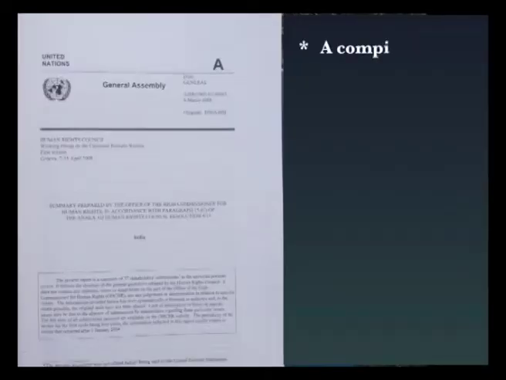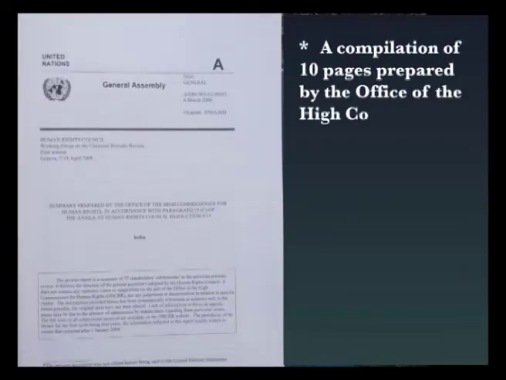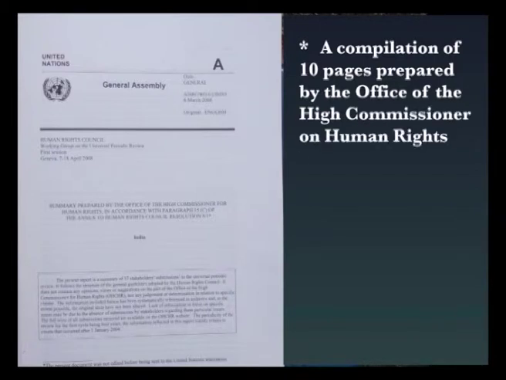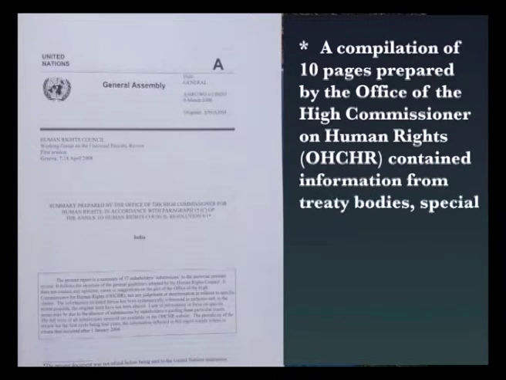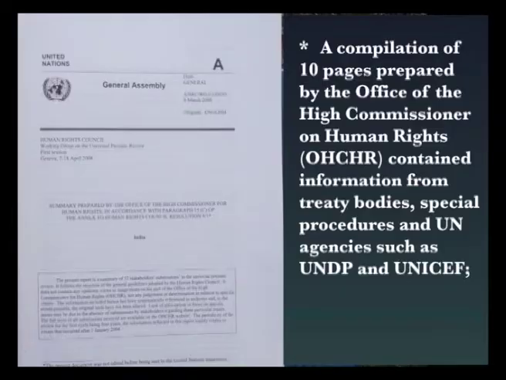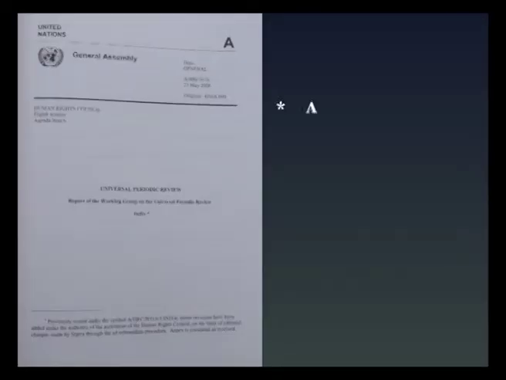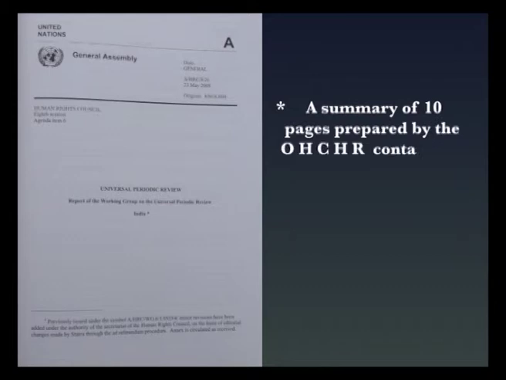2 is the compilation of 10 pages prepared by the Office of the High Commissioner for Human Rights, containing information from treaty bodies, special procedures, and UN agencies such as UNDP, UNESCAP, etc. And the third document is a summary of 10 pages prepared by the Office of the High Commissioner for Human Rights, containing information about civil society as well as the national human rights institutions.